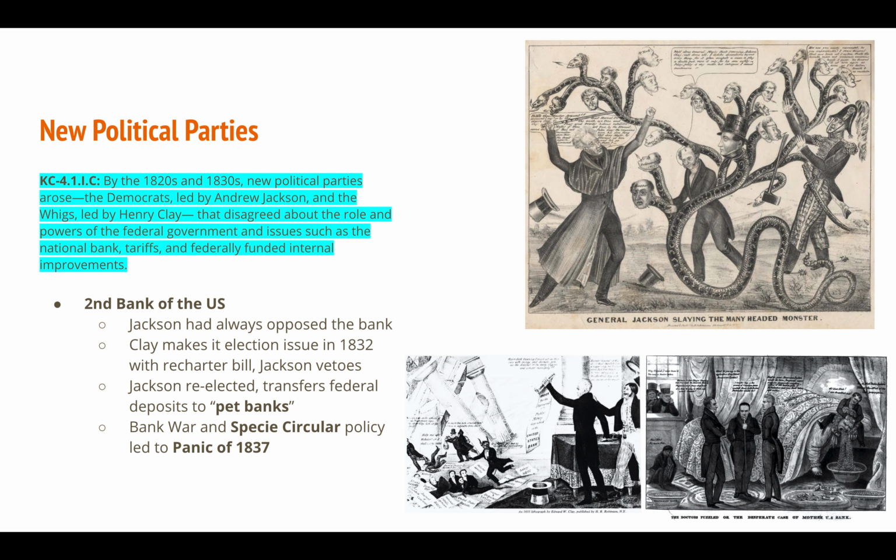And so to continue killing the bank, Jackson is going to take out all of the federal deposits from the National Bank, and he's going to deposit them in several different state banks around the country. These are called the pet banks.